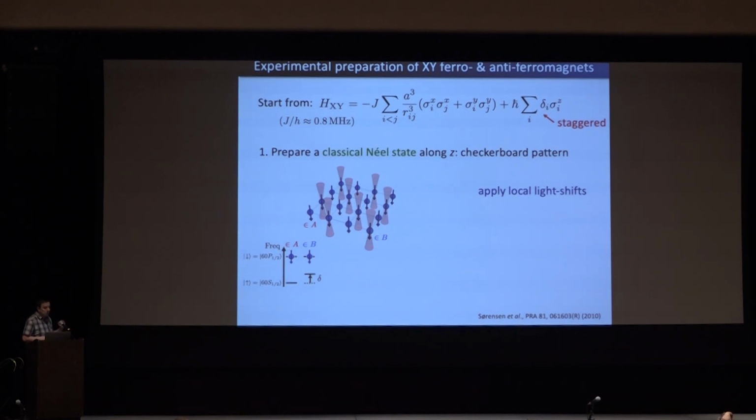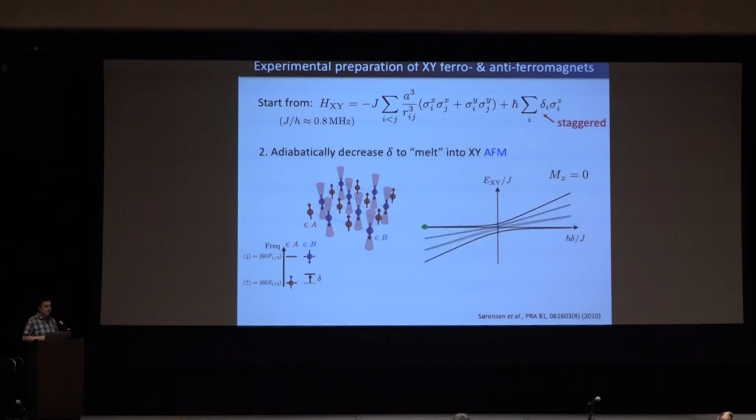To do this, we apply some local light shifts, beams that focus very tightly on the positions of the sublattice, as you see here, using a second SLM that we have. Then you can apply microwaves to flip the spins that are not addressed by these beams. And with this, you start in this classical state.